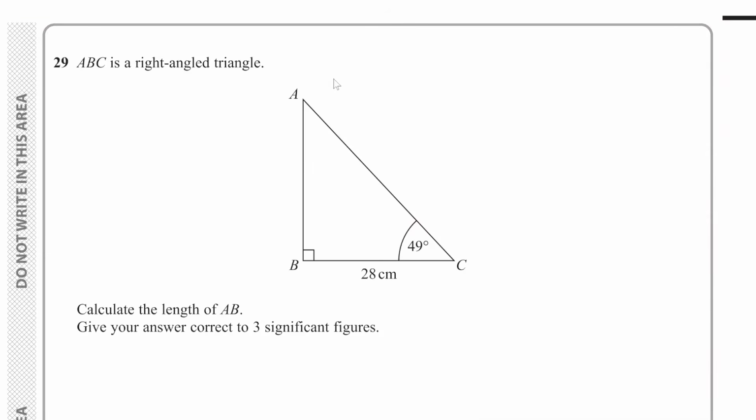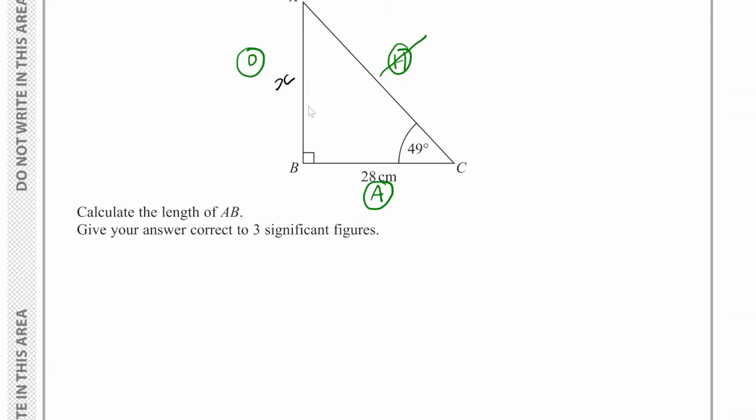Question 29, right angle triangle with an angle, find the length of AB. It's SOHCAHTOA. So it's not Pythagoras. Pythagoras is just the 3 lengths. This one's SOHCAHTOA. We've got the opposite and the adjacent in the question, not the hypotenuse. So we're not using sine or cos. We're using tan. We're using TOA, the one with O and A in it.